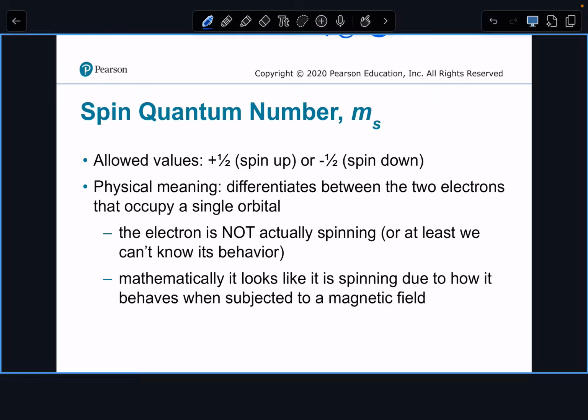So I like how we did this. Let's do this one more time. N is this, or this, or this. L is this versus this. And M sub L is this versus this versus that. And M sub S is, there's two electrons in here. Which one are we talking about?